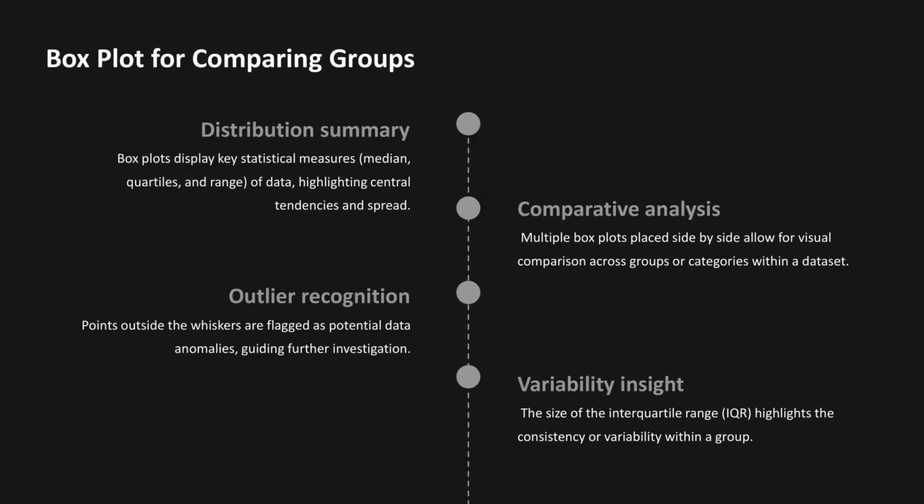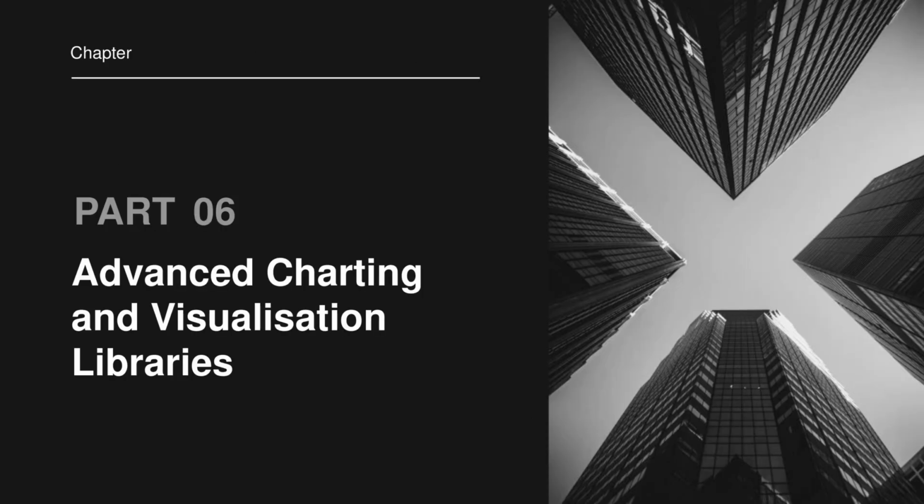Box plots summarize distributions succinctly by showing medians, quartiles, and range, making it easy to compare groups side by side. Points outside the whiskers often signal anomalies worth investigating, while the interquartile range gives a quick sense of variability within each group.